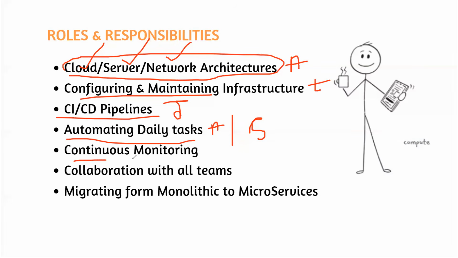Next, continuous monitoring. For monitoring, we are going to use Nagios here. What we are going to use, sir? And for collaboration with all teams, there is no tool for it. We need to communicate with the developers, testers, and every team in the company. And last one, we need to know the migration of monolithic to microservice. For migrating monolithic to microservice, I'm going to use Docker and Kubernetes, sir.